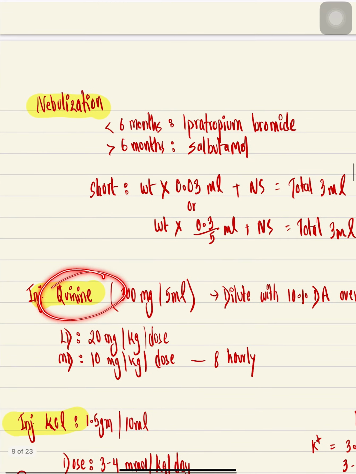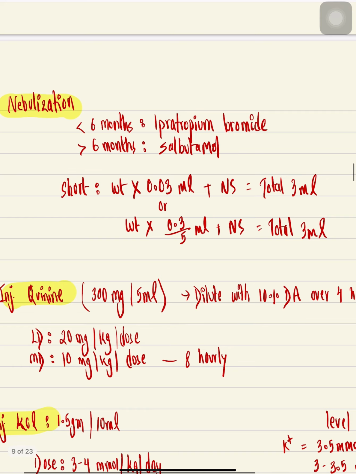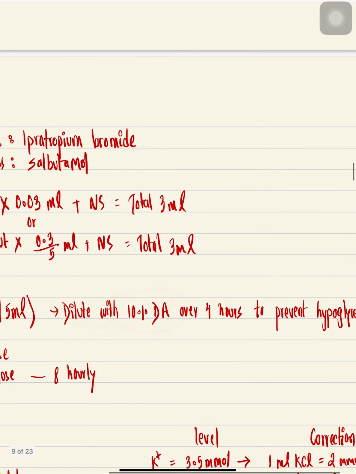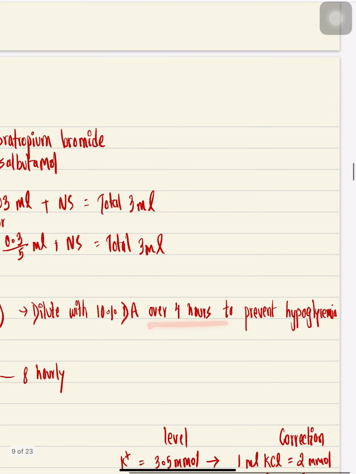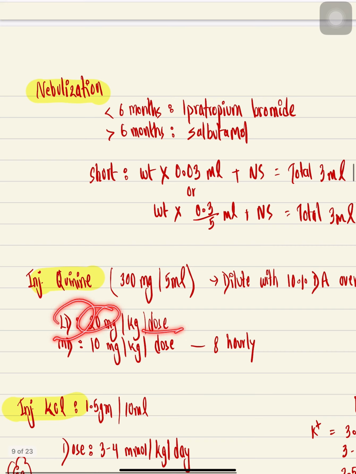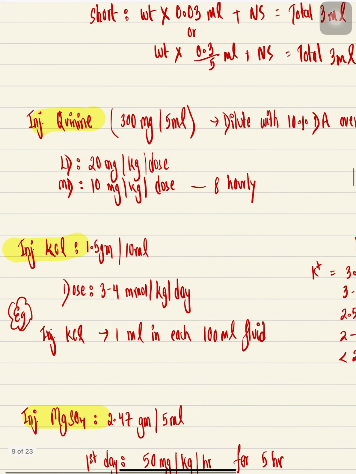Next is injection quinine, 300 mg over 5 ml. This dilution with 10% DA should be done over 4 hours to prevent hypoglycemia. Loading dose is 20 mg per kg per dose. Maintenance dose is 10 mg per kg per dose. We prescribe it 8 hourly.